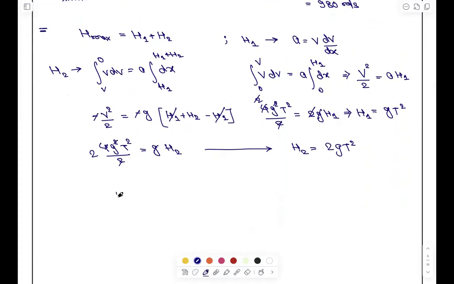So what is my maximum? h max will be h1 plus h2, put it in, so 3gt square. Now you have the value. t is 50 seconds, g is 9.8. If you put them in, it comes out to be 7350 meters.